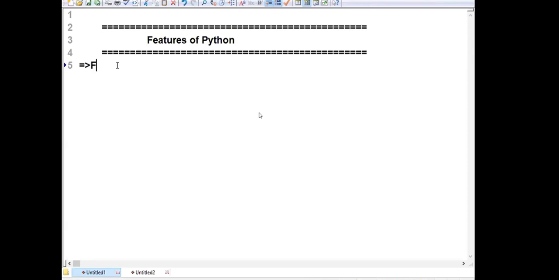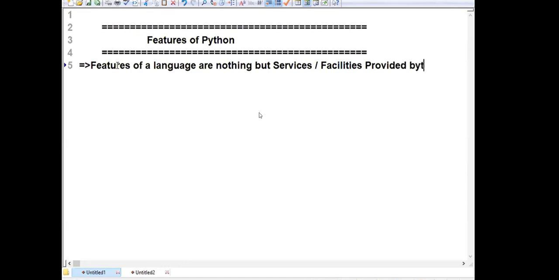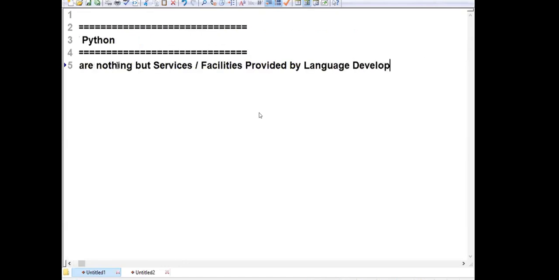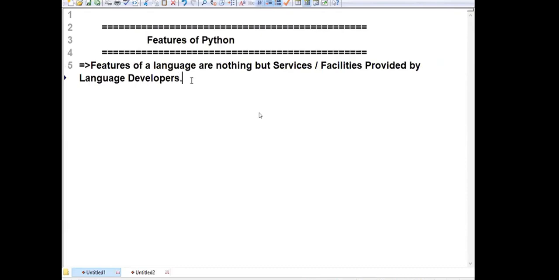So features of a language, look at it very easily, are nothing but services. Very important term, I will write it. Services or facilities provided by whom? Language developers. Already you know who is the language developer of Python? Guido van Rossum. Yesterday only I taught you. Who is the developer of Python language?